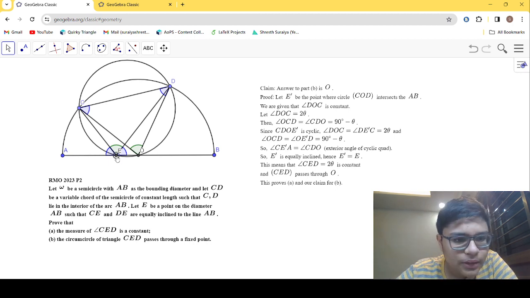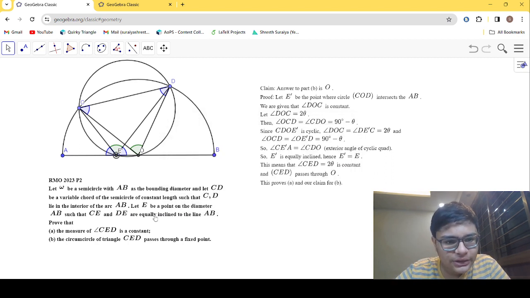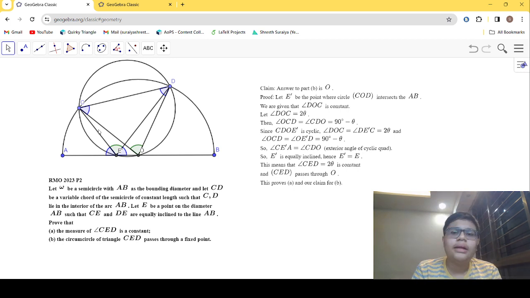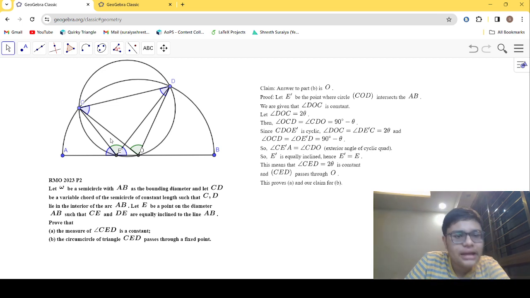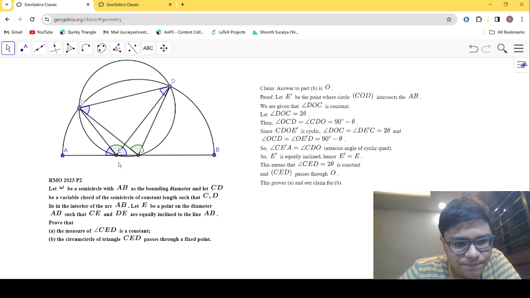So we assume a point E dash. I'm just renaming this as E dash, such that E dash is the intersection of the circumcircle of COD with the diameter, right? And if you do very simple angle chasing, you notice that DE dash C is equal to DOC. So these green angles are equal because angles in the same segment in a cyclic quadrilateral are equal, because CDOE dash is a cyclic quadrilateral, right? As you can see, because E dash is defined like that.